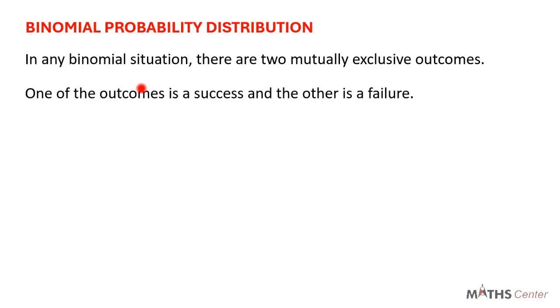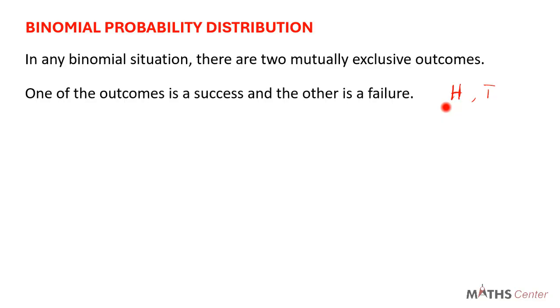We know that when you toss a coin, it's either you get a head or a tail. So when you toss a coin and you are hoping to get a head, then we can say that the probability of getting a head is success because you are hoping to get a head. If you toss a coin and you are hoping to get a tail, then the probability of getting a tail will be considered as success because that is what you are hoping to get. And if one is success, then the other will be failure.